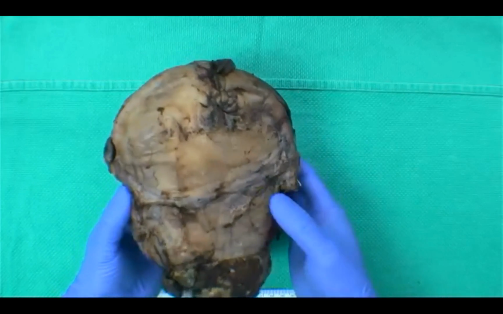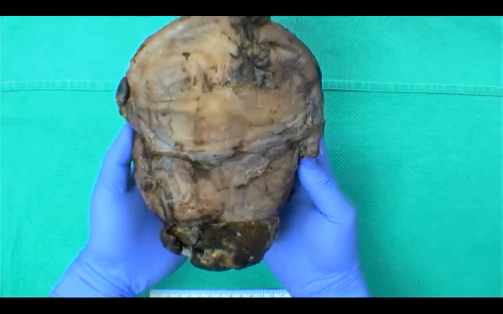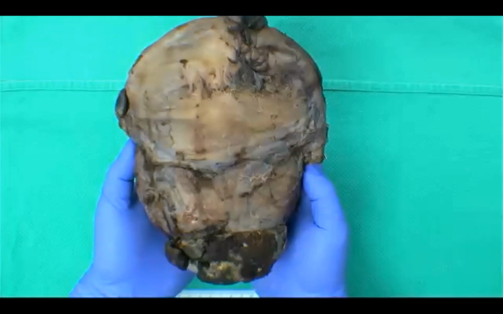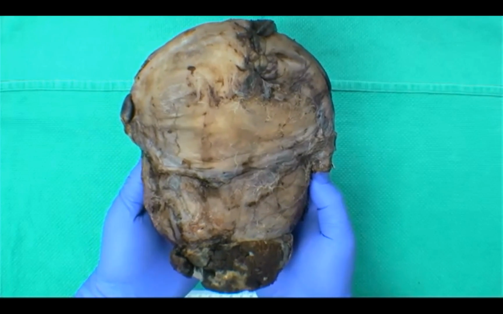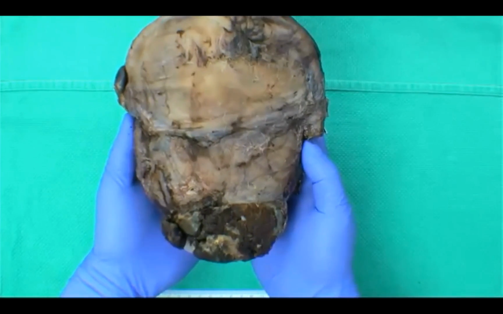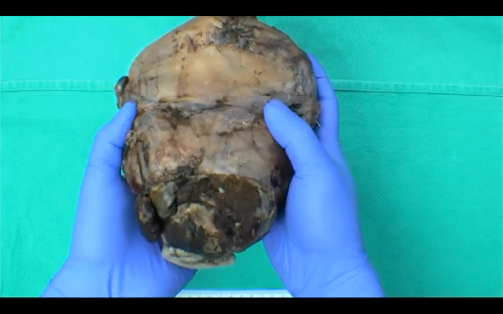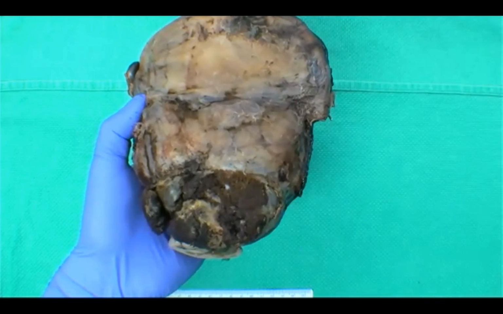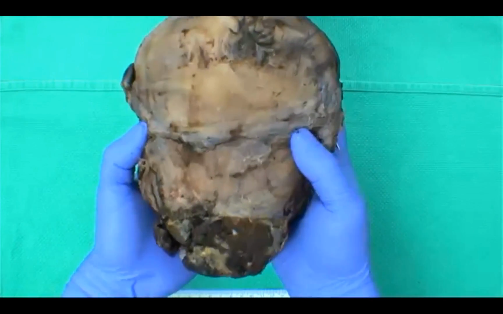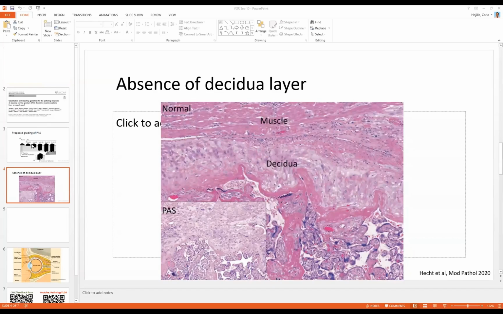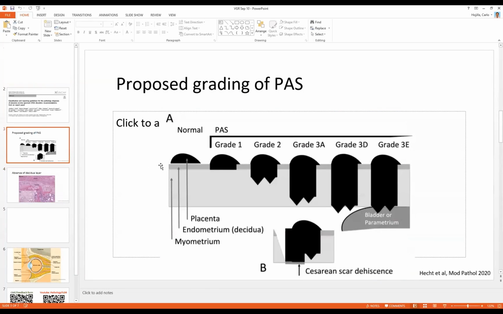Great, that's awesome. So this brings us to our first poll question of the rounds. Using this new proposed method of grading the placentas, based on what you see in the specimen, which grade would you classify this specific postpartum hysterectomy? I'll put up the schematic again so people can relate to it.